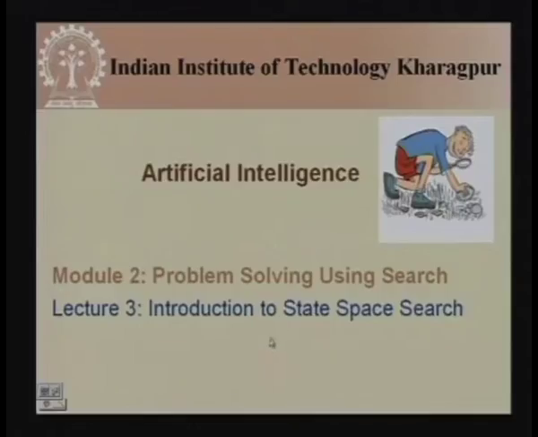Now we come to our second module. This module is on problem solving using search. The first lecture today we will introduce the concept of state space search.